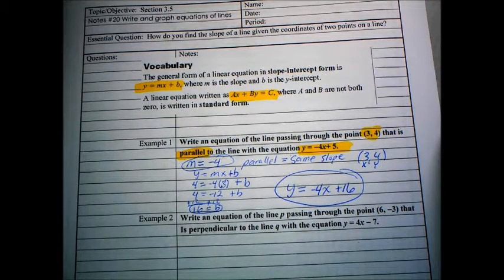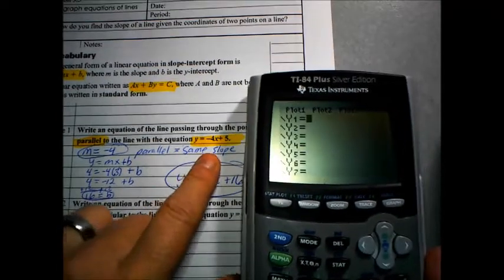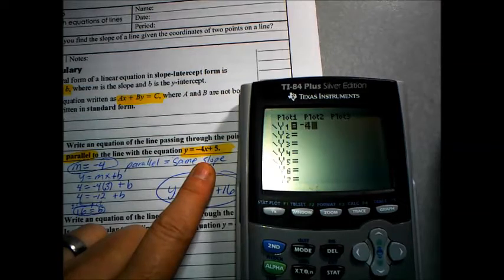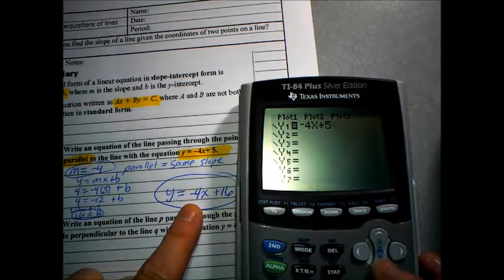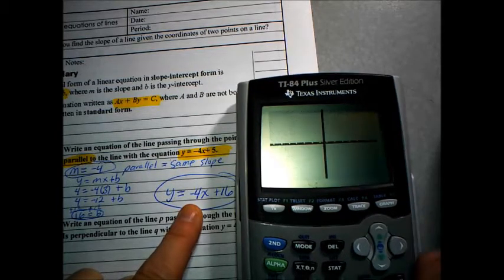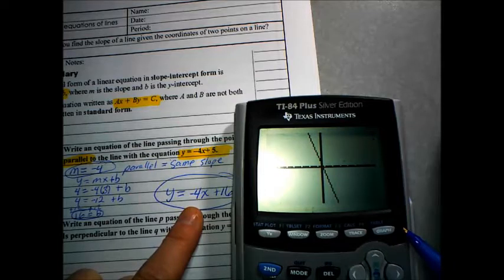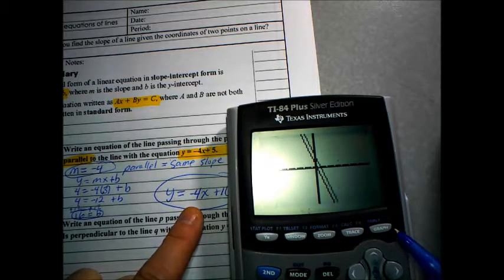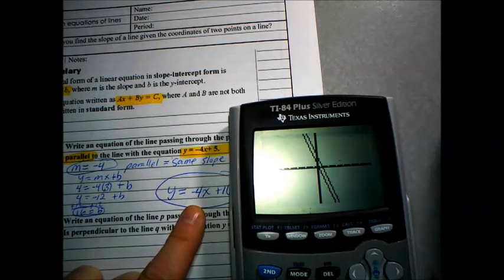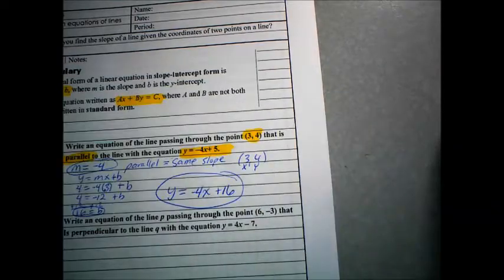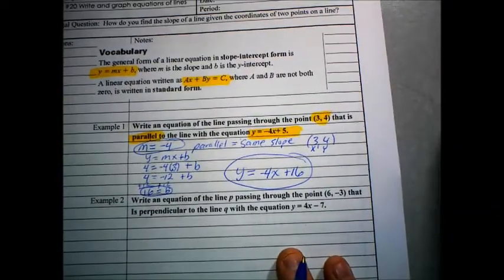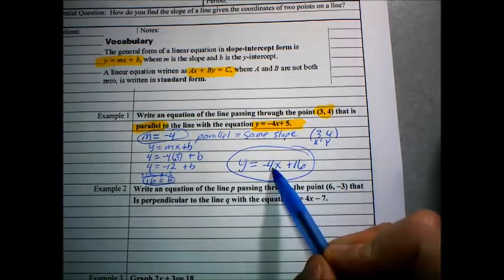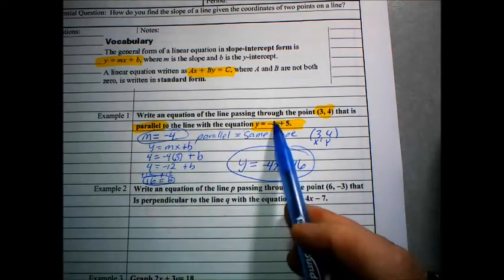You can check this if you like. Go to your y equals in your calculator and type in negative 4x plus 5 for your y1, and then type in your equation negative 4x plus 16, and let's graph it. And you can look at your lines and see if they appear to be parallel, and they do. So that means my answer is correct. Notice my slopes are the same.